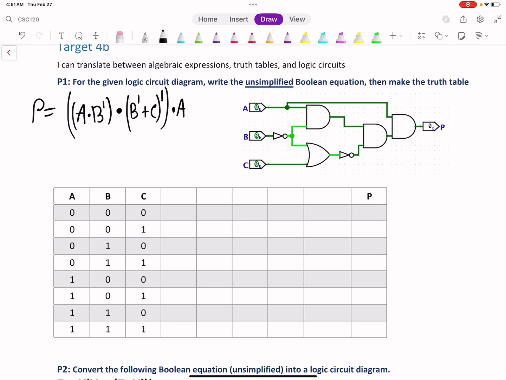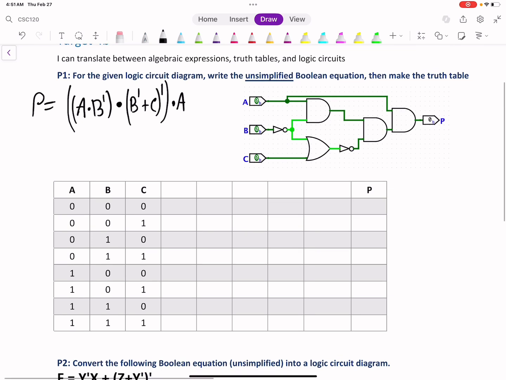Now, looking at this, I want to make a truth table that can tell me how this is going to work. So right off the bat, I see that I have A times B prime, B prime plus C, and then it's also NOTed up here. So I'm going to put all these intermediate terms, is what we call them, in our truth table.